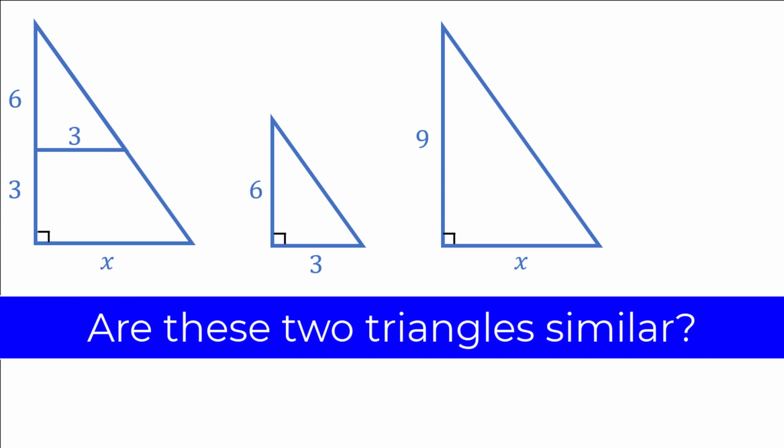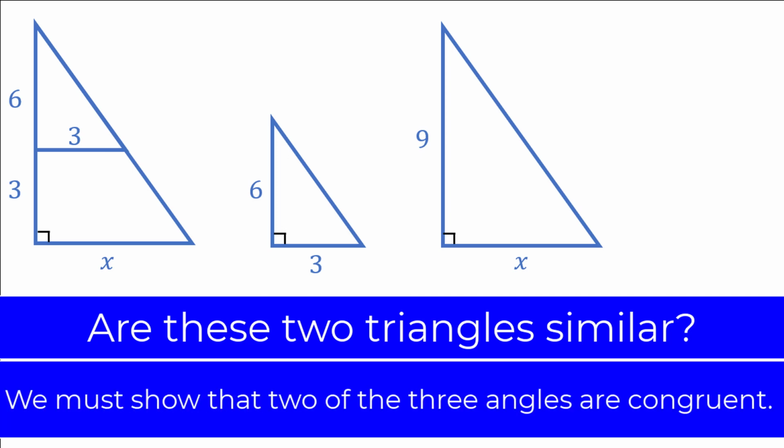Are these two triangles similar? Remember that two triangles are similar if they have the same interior angles. Remember that we only have to show that two angles are congruent, because if two angles are equal, the third will be as well. These two triangles both share a right angle, so that's one out of the two that we need to show. They also both share this angle up here. Since we have shown that two angles are congruent, we know that the third angle will also be congruent, and we therefore have similar triangles.